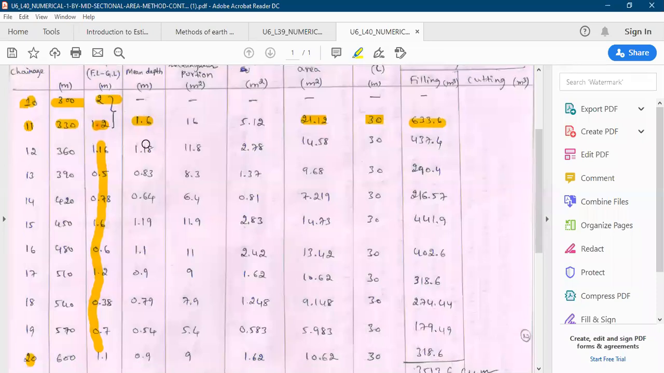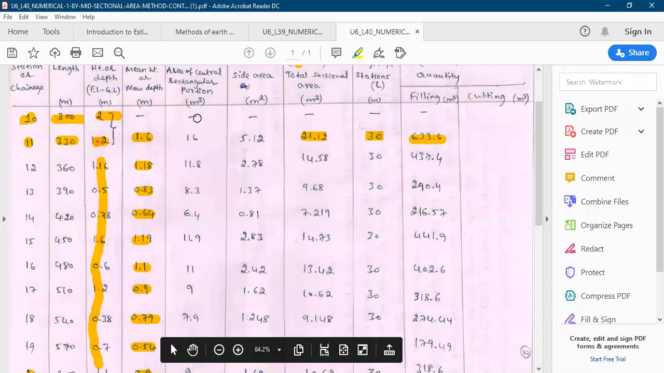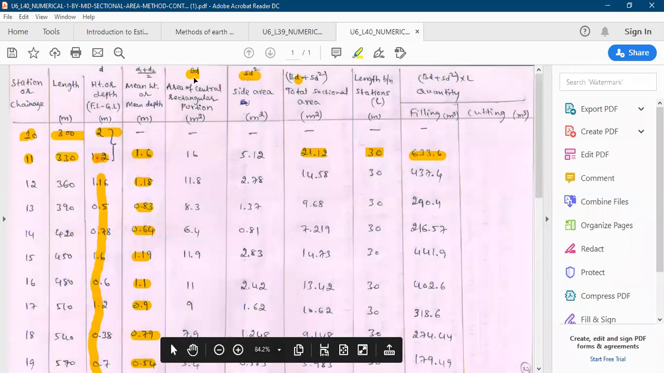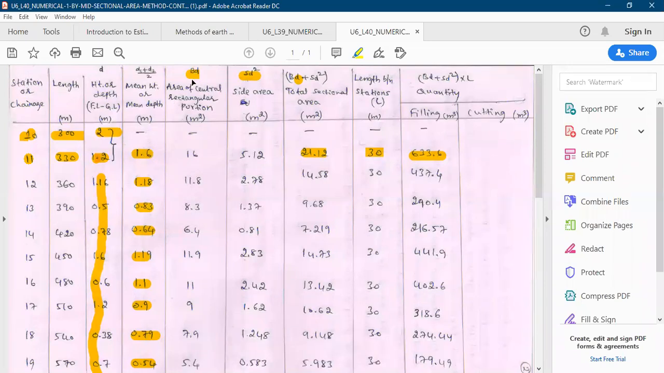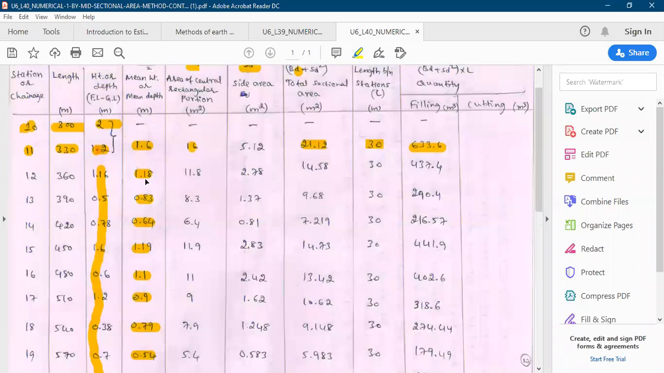Like that you can calculate the average depth of all points. So these are the average depths, and with these average depths we can calculate BD, where B is the formation width. Formation width is given as 10 meters in the question. So 1.6 multiplied by 10 is 16, and 1.18 multiplied by 10 is 11.8.